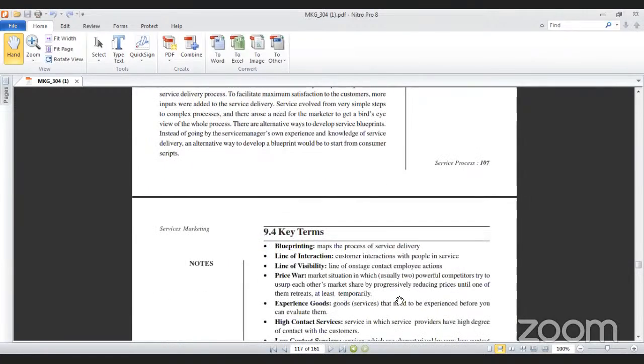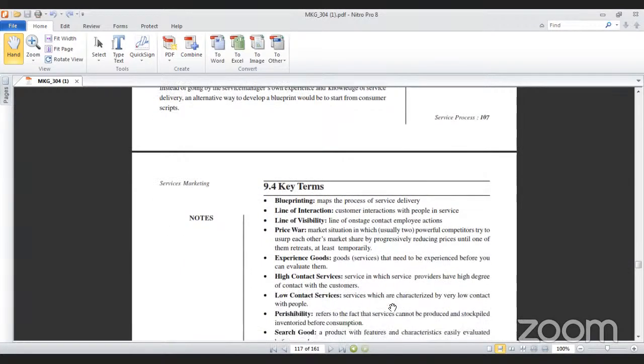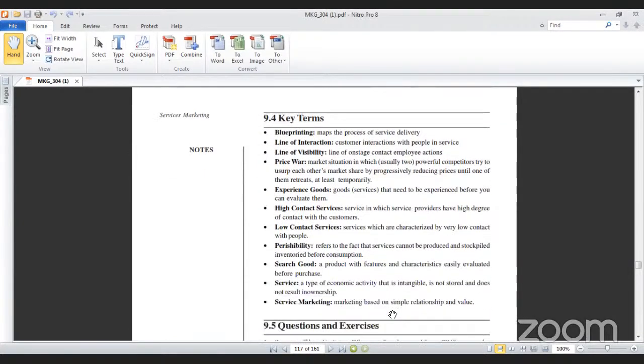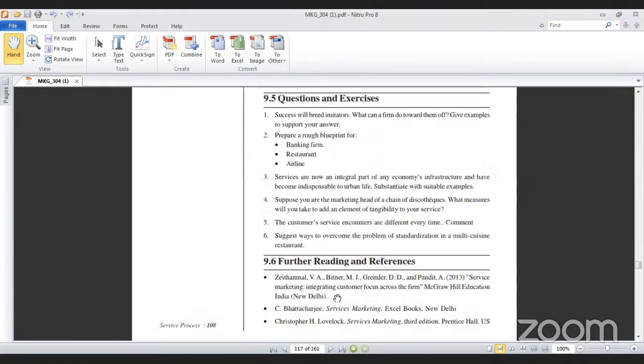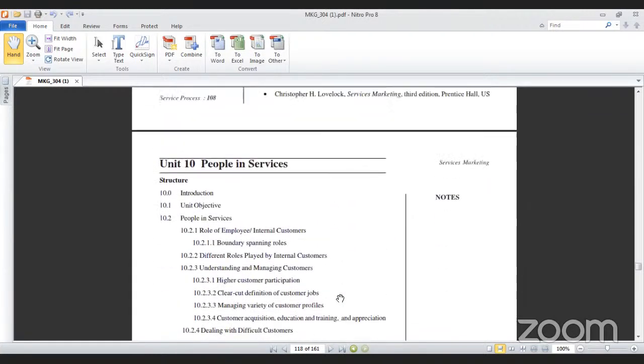visibility. In this chapter, the main key terms are blueprinting, line of interaction, line of visibility, credence or experience goods, high contact service, low contact service, search goods, service marketing, etc. Next unit is people in service.